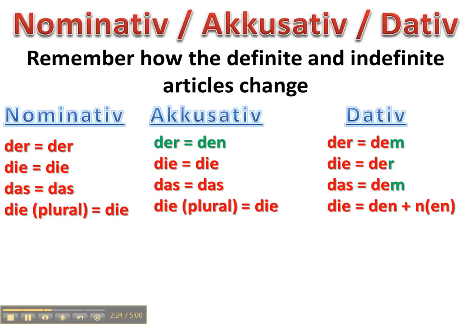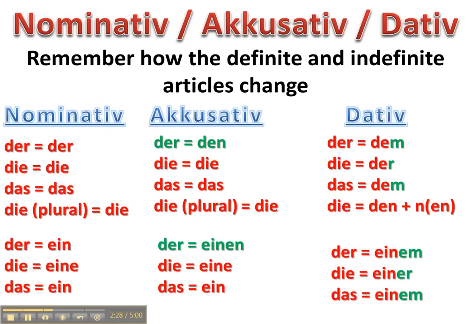Okay, so indefinite articles change similarly. Der, die, das is in nominative ein, eine, ein. In the accusative, only the masculine words change. That goes from ein to einen. Die and das stay, eine and ein. And then when you get to the dative, the masculine words become einem, feminine words einer, and neuter words einem.